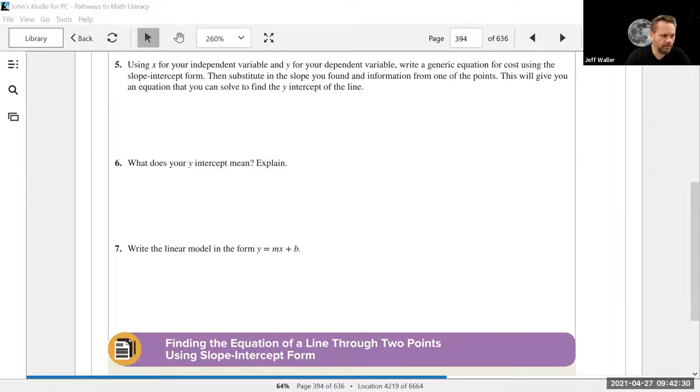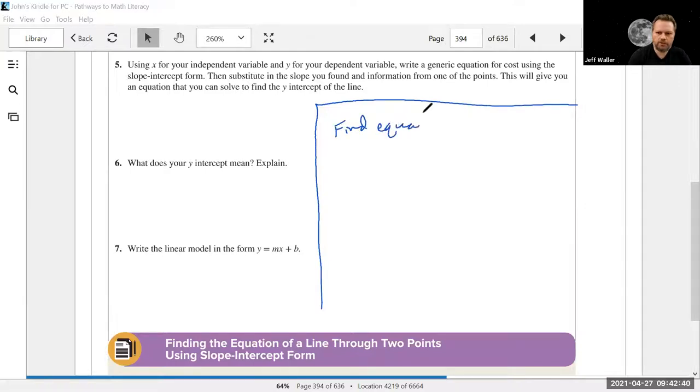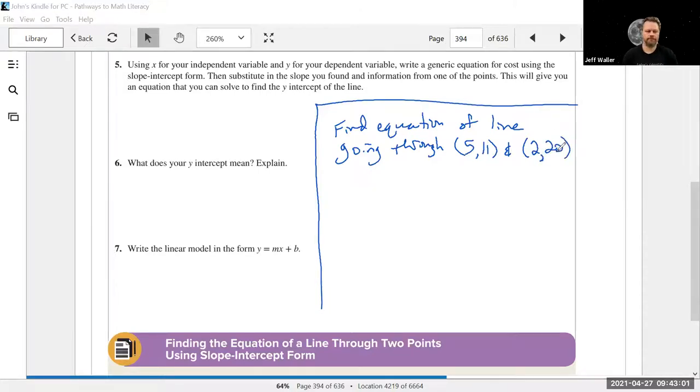Let's see. Where am I? Here we go. Let me go back to blue instead of blood red. All right. So I want you to find the equation of the line that goes through these two points. What do you got, Jeff? 5, 11, and 2, 20. I like it. So you do exactly what we just did, just using these two points.